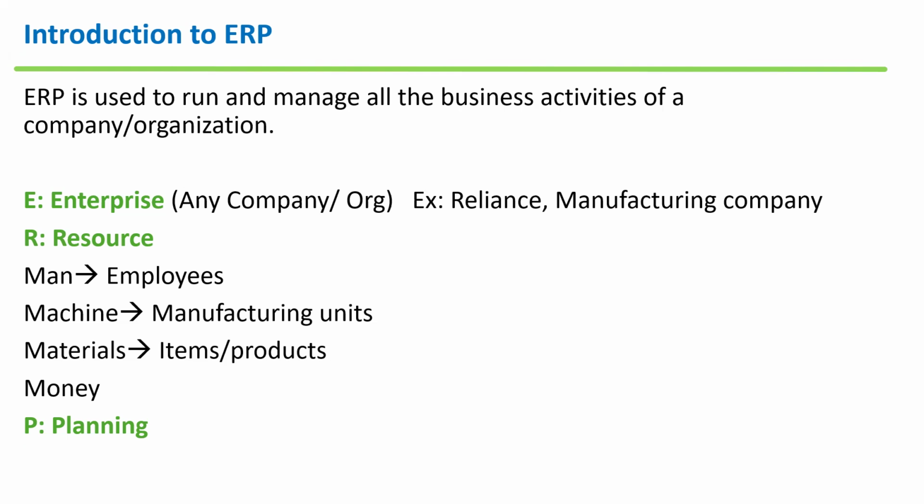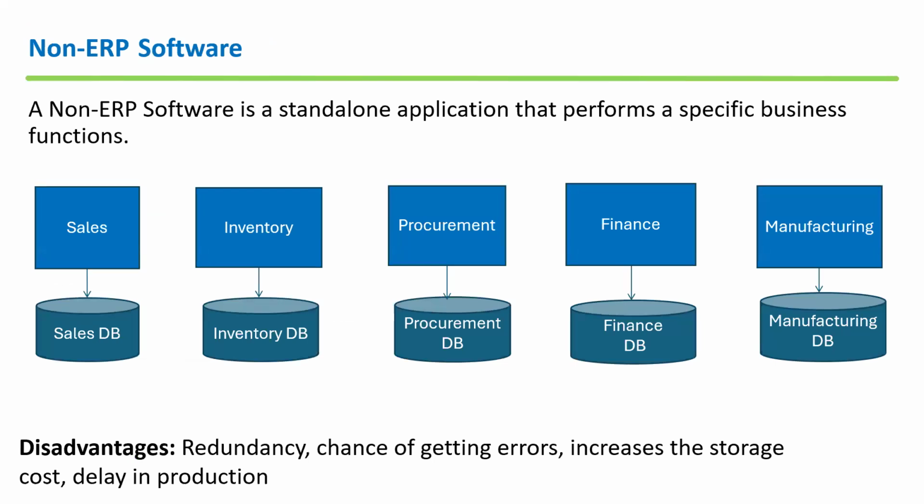For an enterprise, in this example a manufacturing company, resources are man, machinery, and materials, which we have just discussed. And next, planning. To run any organization, we need proper planning to get more profit with fewer resources. So this is ERP. ERP is used to run and manage all the business activities of a company or organization. We have two categories: one is non-ERP software, the other is ERP software. First, I'll explain what non-ERP software is.